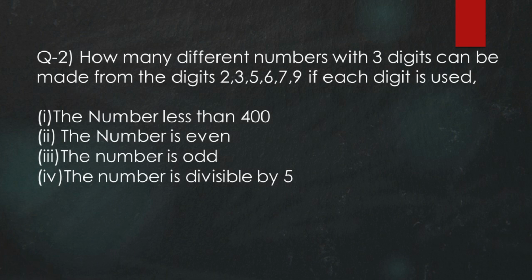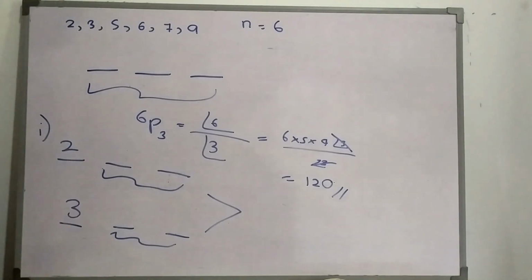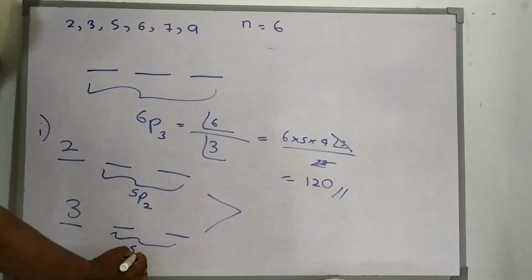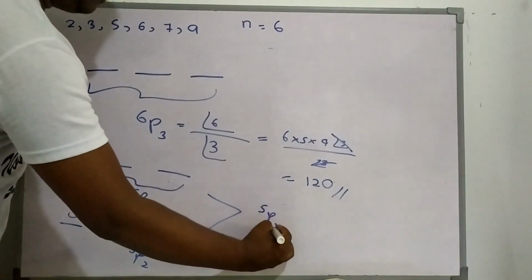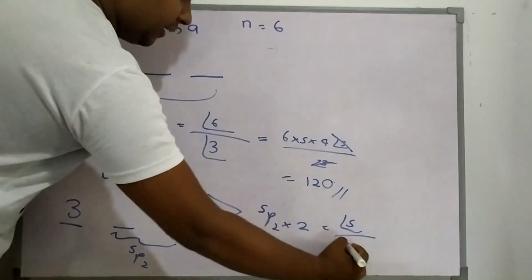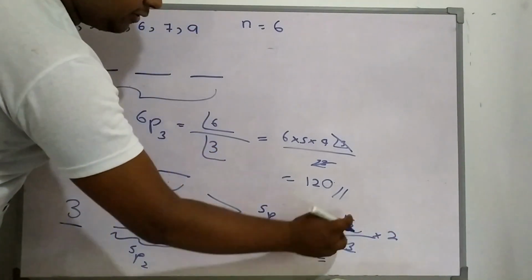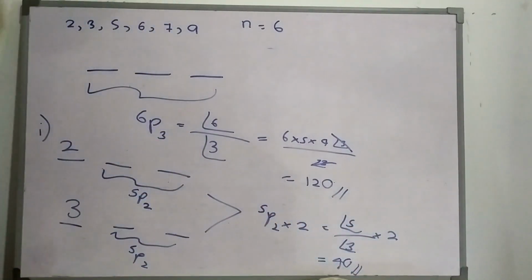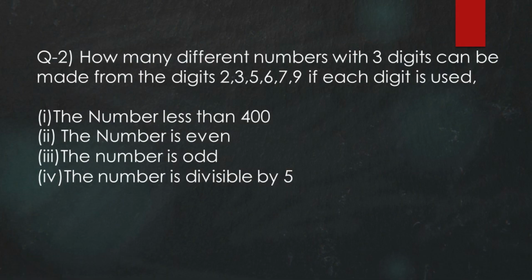So let's move to the first part. Less than 400 means we can put only 2 or 3 in the first place, right? The others are 5P2, and again 5P2. So 2 or 3 fixed, 5P2 twice, 5P2 into 2, which is 40. So the first part, less than 400, gives 40, right? Let's move to the next one.